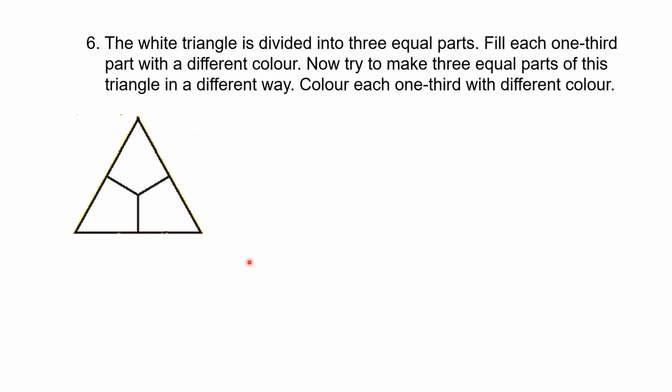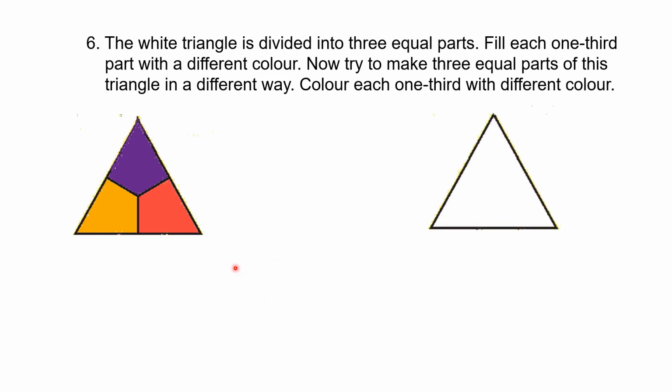Let us fill the colors. So each 1/3 part is filled with a different color. Now try to make 3 equal parts of this triangle in a different way. Let us take the same triangle and divide it into 3 equal parts in a different way. Now this triangle is divided into 3 equal parts in a different way. It is different from the first one.